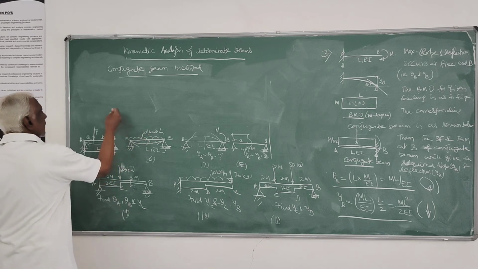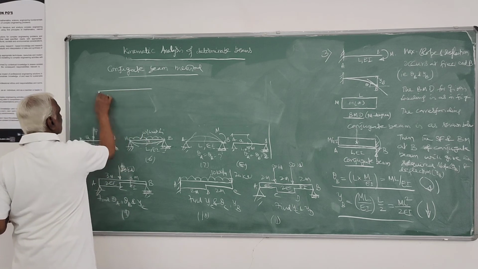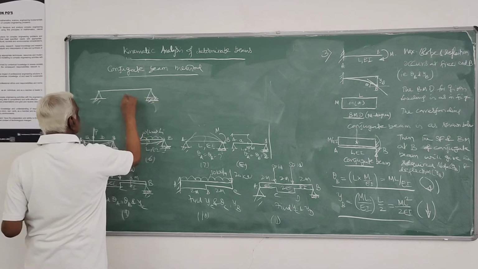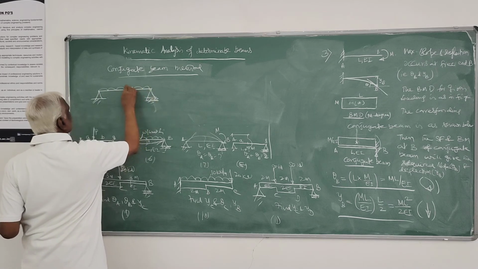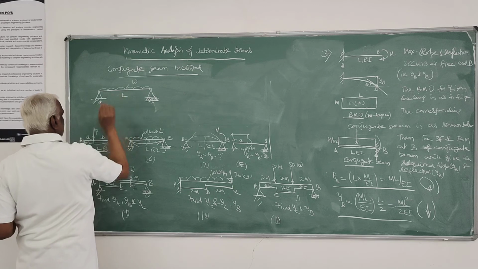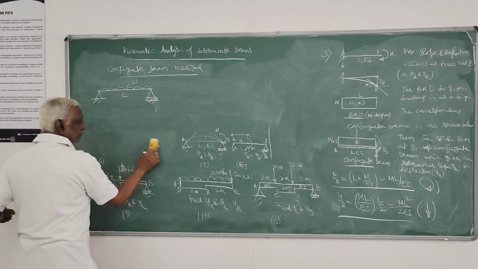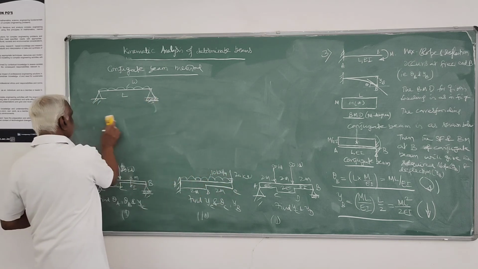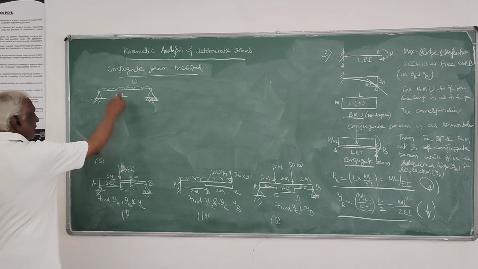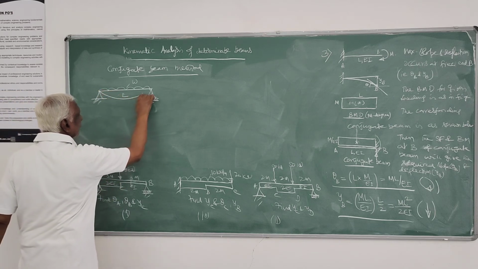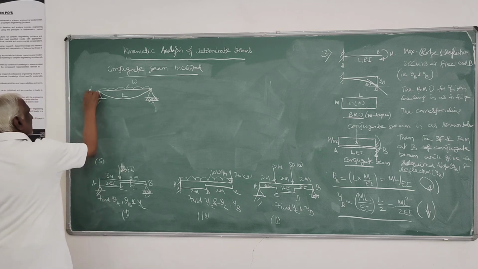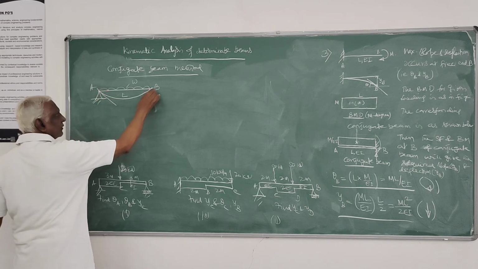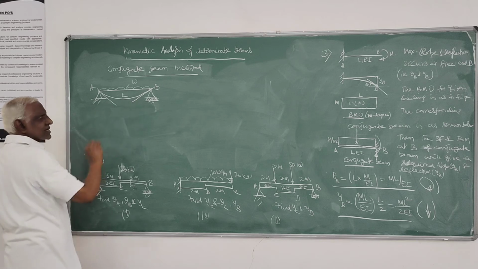Okay? We'll take this UDL, WL. So others can work on similar lines. So I will take up this problem. Here, load is like that. Beam has to deflect in this fashion. This is A, this is B. Here at A, you draw a tangent to the elastic curve. At B also, you draw a tangent to the elastic curve.